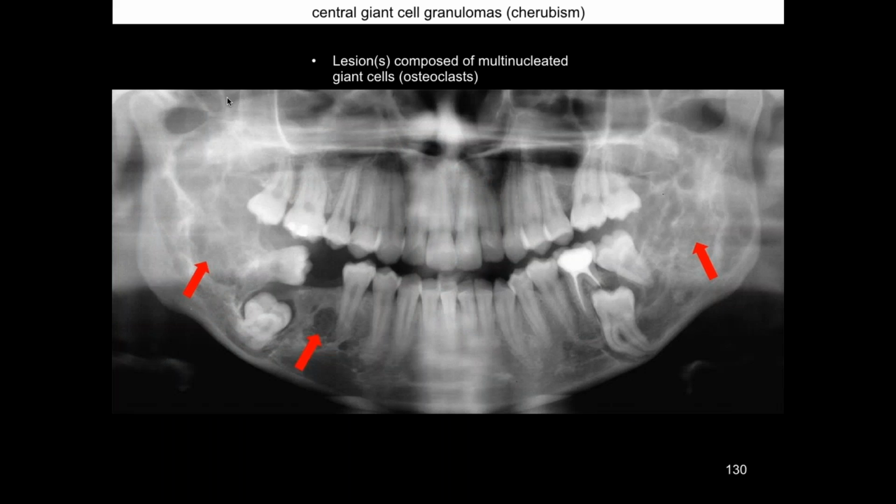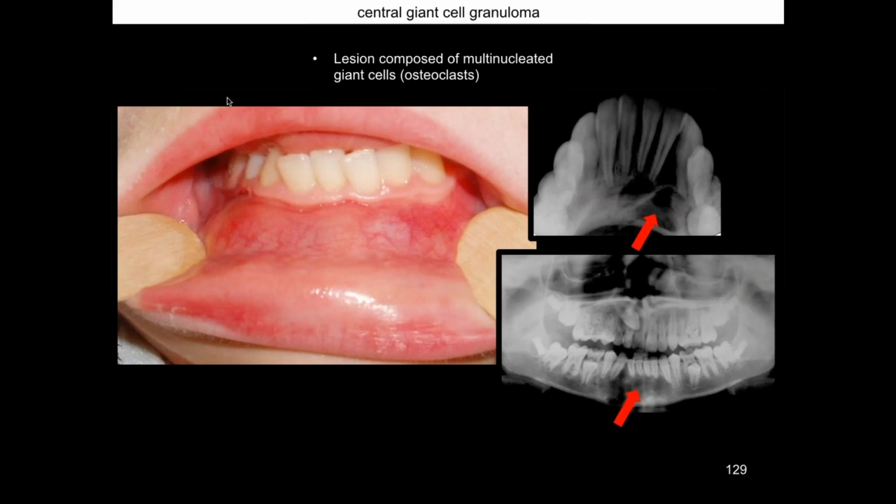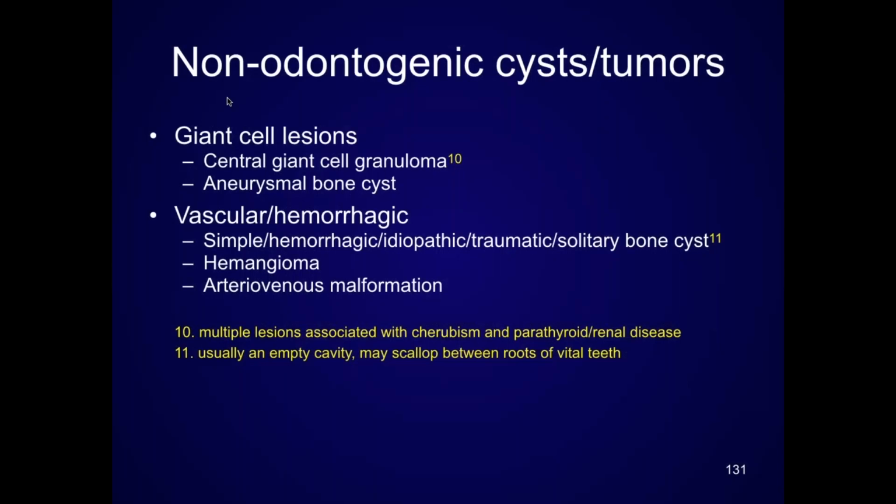So in the context of kids, when they have bilateral lesions, it's cherubism. These kids will have endocrine disorders, just like these folks who are adults can have parathyroid related central giant cell granulomas, the so-called brown tumors. So when it comes to giant cell lesions, you have to be on the lookout for cherubism in kids, and then the primary and secondary hyperparathyroidism in adults.